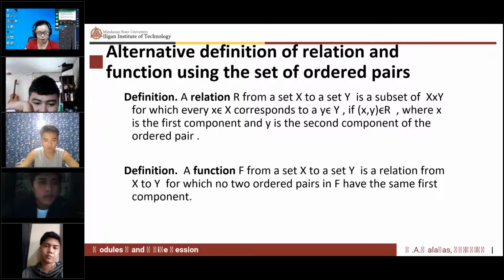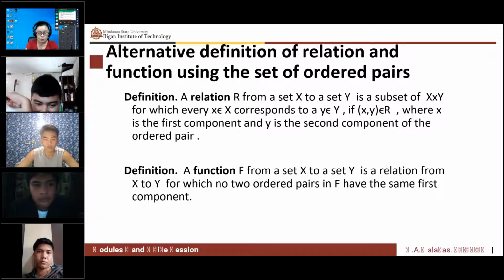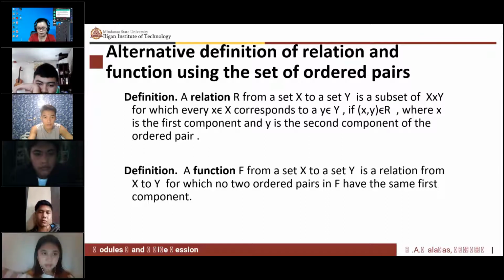Okay. Now, a function f from a set X to a set Y is a relation from X to Y for which no two ordered pairs in f have the same first component. Why? Because every element of the first set, of the domain, is mapped only to a unique element in the second set. So there should be no two ordered pairs in the set which have the same first component.